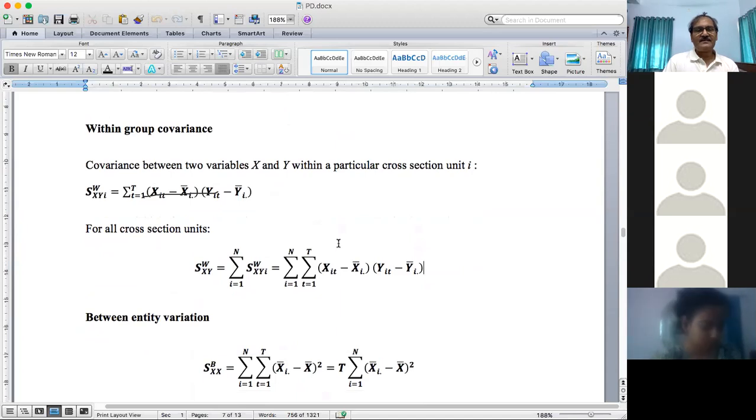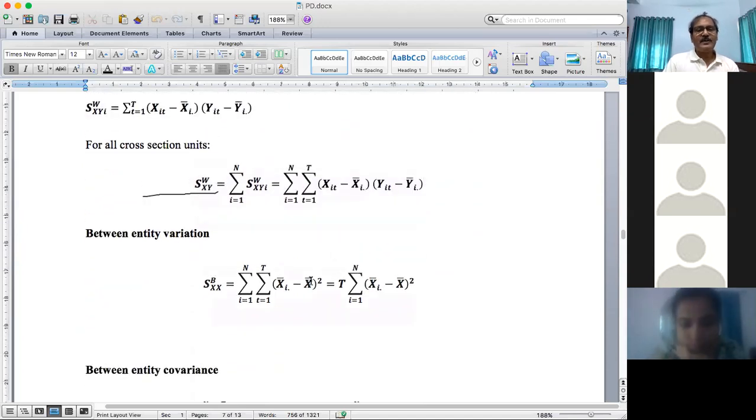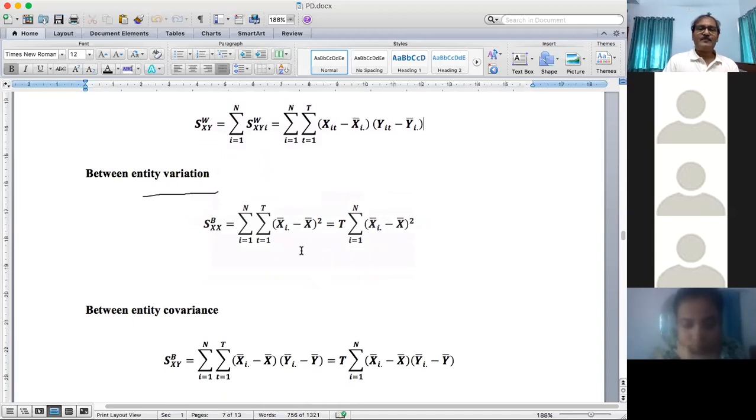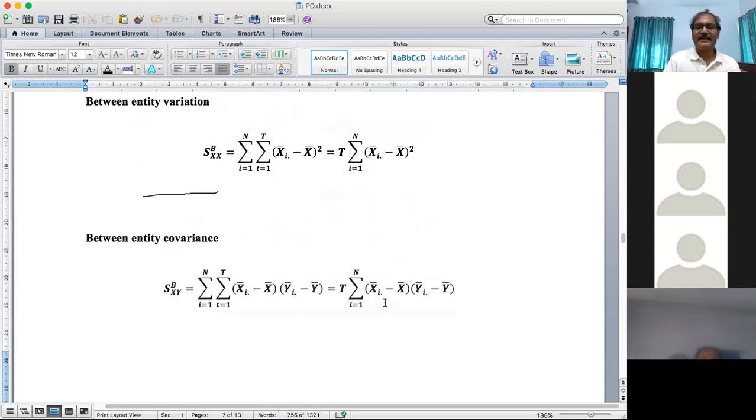Similarly for the covariance. But when we calculate between group variance and between group covariance, we have to take the deviation of the overall mean from the within group mean. So for within group, we take the deviation of the within group mean from the actual observation x it. And to calculate between group variance, we take the deviation of the overall mean from the within group mean value. For variance, you take the square of the same variable, and for covariance, you take the cross product of the two variables x and y. So this is another kind of variance and covariance we can calculate if we have panel data.